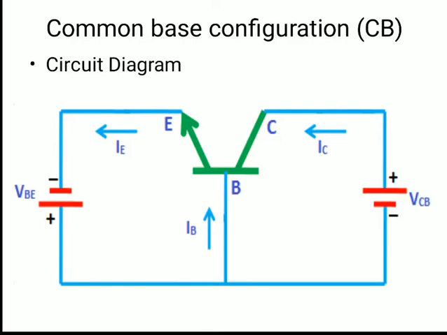Hello everyone. So in the last video lecture, we have seen the configuration, right? Three basic types of configuration. That is, first one was a common base configuration, then second one was common emitter, and the third one is a common collector configuration, right? So here we will see the circuit diagram of first, that is a common base configuration, that is CB.